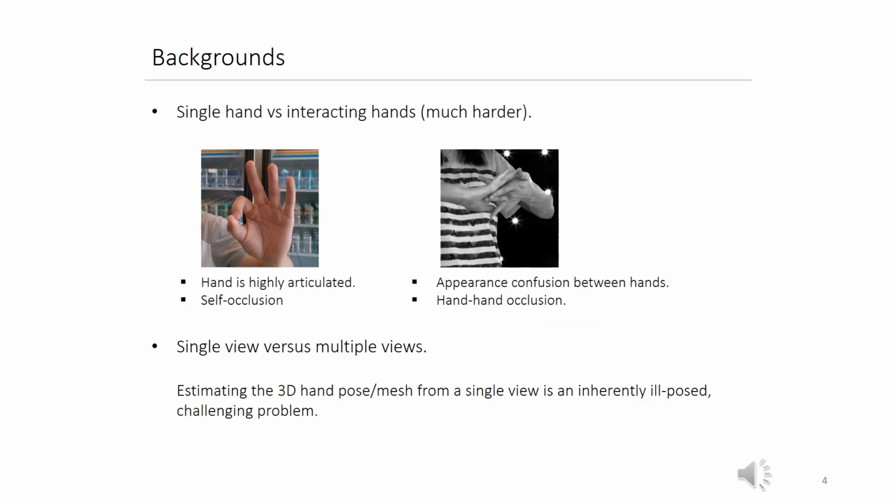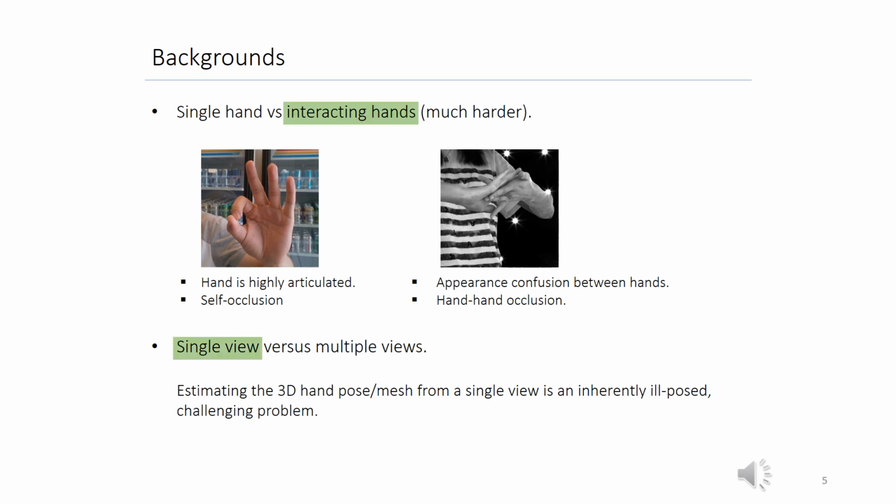Because the hand is highly articulated, single hand pose estimation is generally difficult. Moreover, the estimation result suffers from self-occlusion. When it comes to interacting hands, the problem becomes much harder because of similar appearance between two hands and hand-to-hand occlusion. Most hand pictures are single view. Estimating the 3D hand pose or mesh from a single view is an inherently ill-posed, challenging problem.